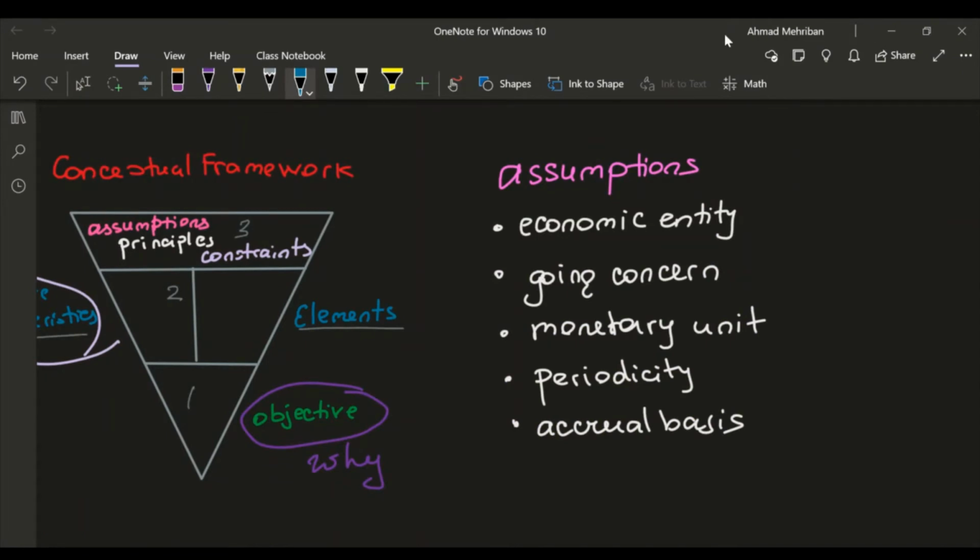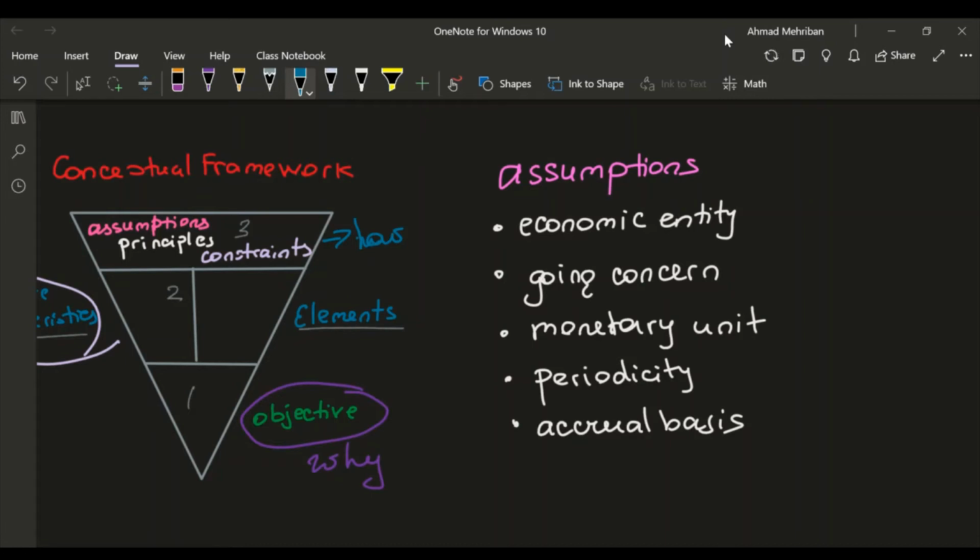Moving on to our last level of the conceptual framework, which basically explains how we build our financial reporting. It gives us specific assumptions, principles, and constraints. Let's start first with the assumptions. I'm happy to say that we already know some of them, and some others are pretty much common sense.